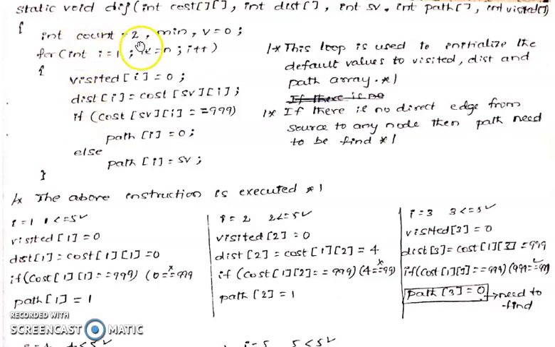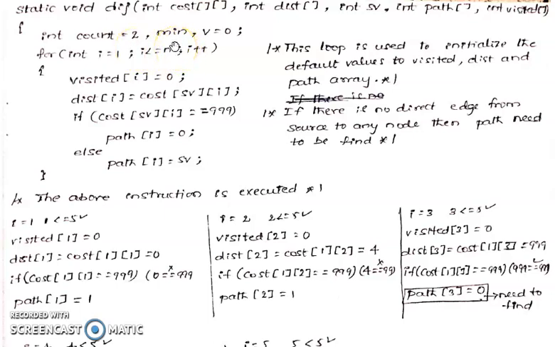Integer count is equal to 2. This is the variable which is responsible for our anchor condition, because totally 5 vertices are there. We need to compute from the second vertex, because the first vertex we have already considered as the source vertex. So for the remaining vertices we need to find the distance. That's the reason I am initializing count equal to 2. Once after visiting all the vertices, my algorithm should stop its execution.